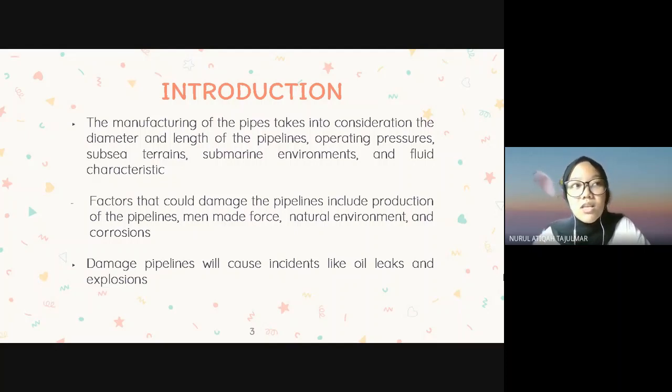Corrosion in most cases happens inside the pipes themselves because the petroleum and gas are transported at a very high speed. So there could be some kind of friction that eventually leads to corrosion. These damaged pipelines will cause incidents like oil leaks and explosions. Even in some articles, they said that oil leaks and explosions are kind of like a byproduct of the business because of how inevitable the incidents are.